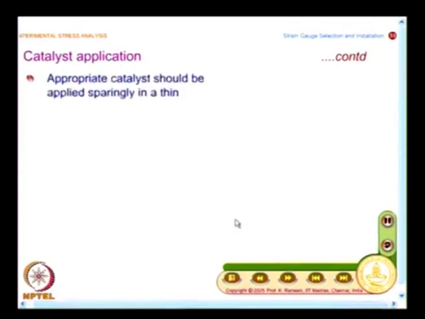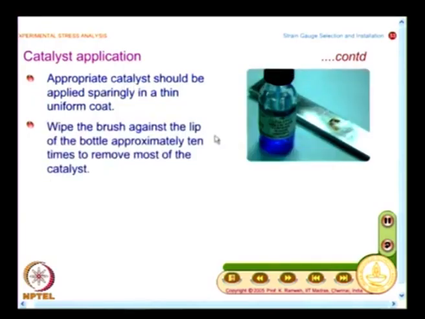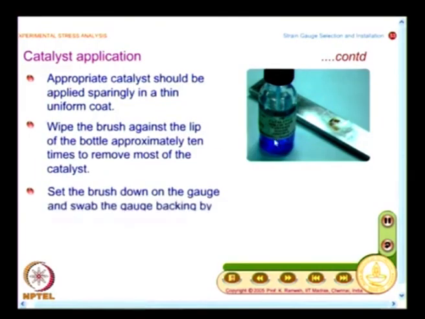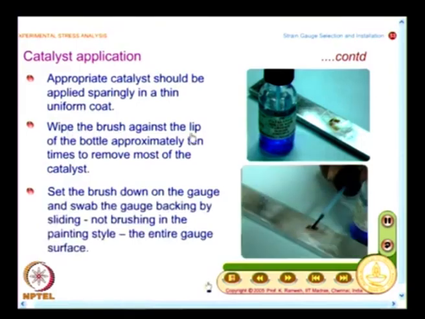And even in catalyst application, you should not apply excessive catalyst. So, the recommendation is you need to take out that brush, wipe the brush against the lip of the bottle. This is also given approximately 10 times to remove most of the catalyst. These are all very detailed instructions. Why 10 times? People have tried it many times and then standardized that as 10 times, because you need only a very small quantity of catalyst to be applied. Catalyst should be as small as possible. So, you should not apply excessive catalyst.